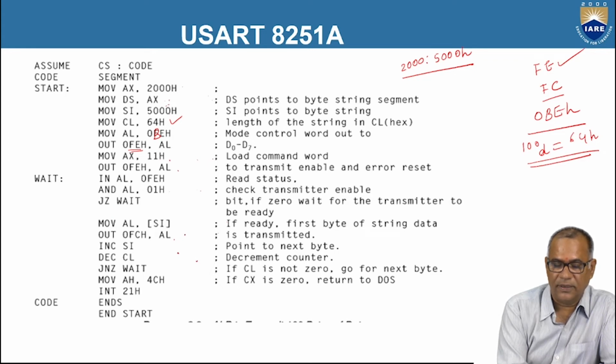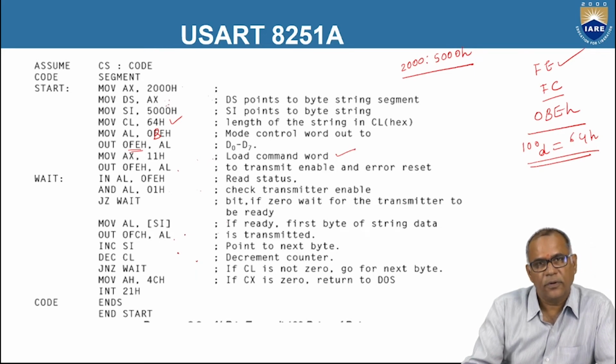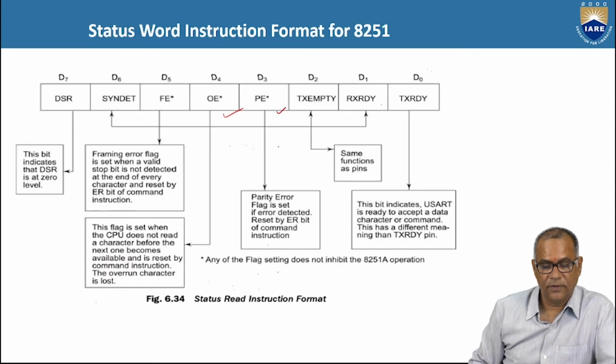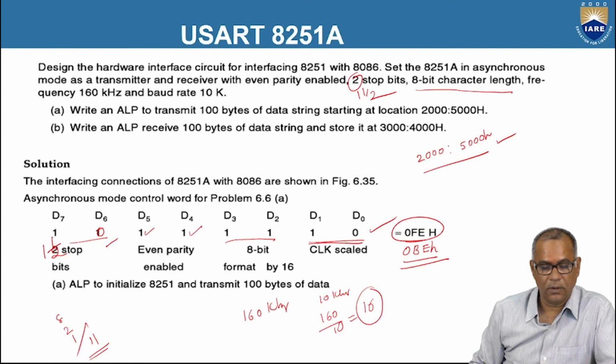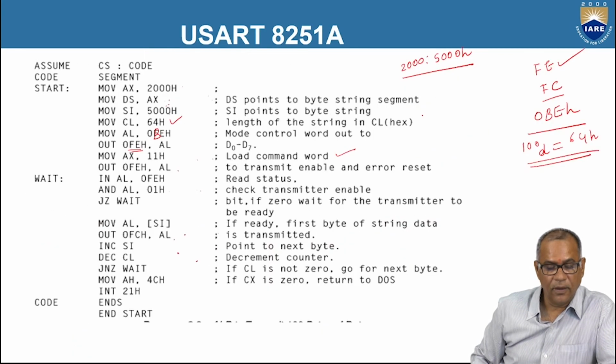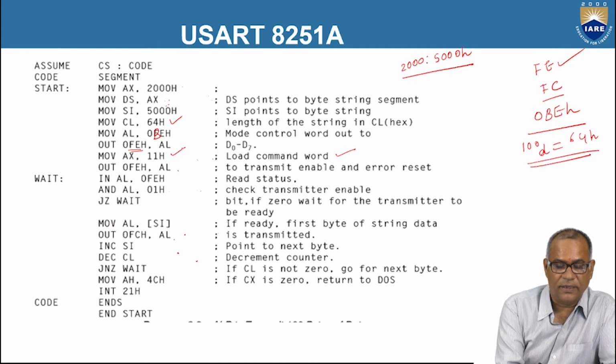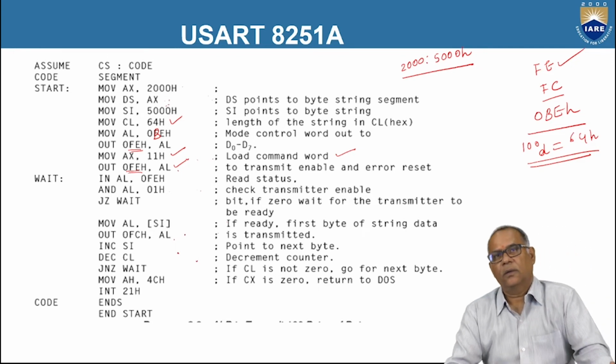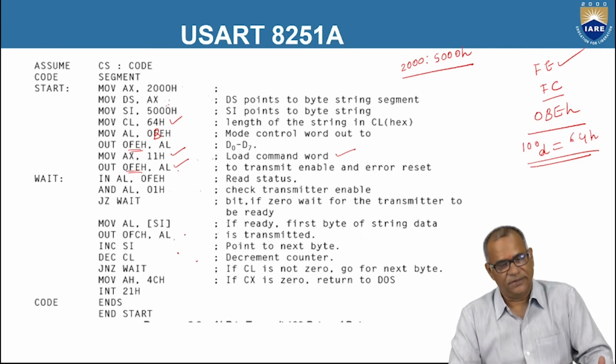Then move AX 11H. So now we are loading with another command word, because we have to program the 8251A for the transmission. So when you have to program for transmission, this bit has to be 1. So accordingly, we have put here move AX 11H. So we are enabling the transmitter, and that again you send it to the command register. So out 0FEH AL. So now the 8251A is configured as a transmitter.